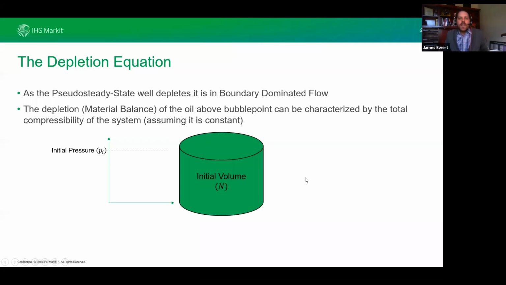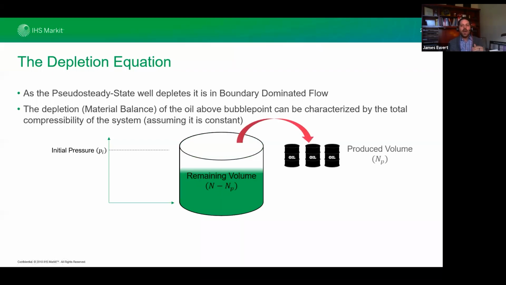So as the pseudo-steady state well depletes and it's in boundary dominated flow, the depletion or the material balance of the oil above the bubble point can be characterized by the total compressibility of the system, assuming it's constant. So notice how I have my initial volume, it's totally full. And when it's totally full, my pressure is that initial pressure. Okay, PI, initial pressure. After some time, I've taken some oil out. How much oil? I've taken NP out. So what's left is N minus NP, just the difference between the two.